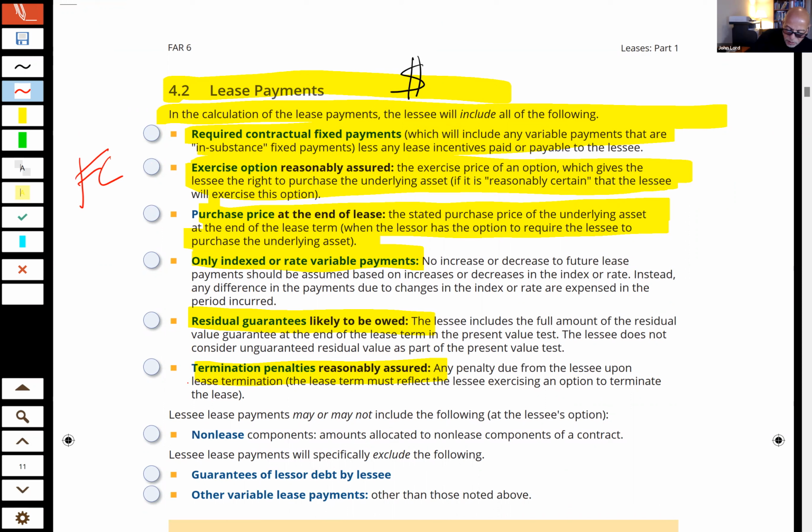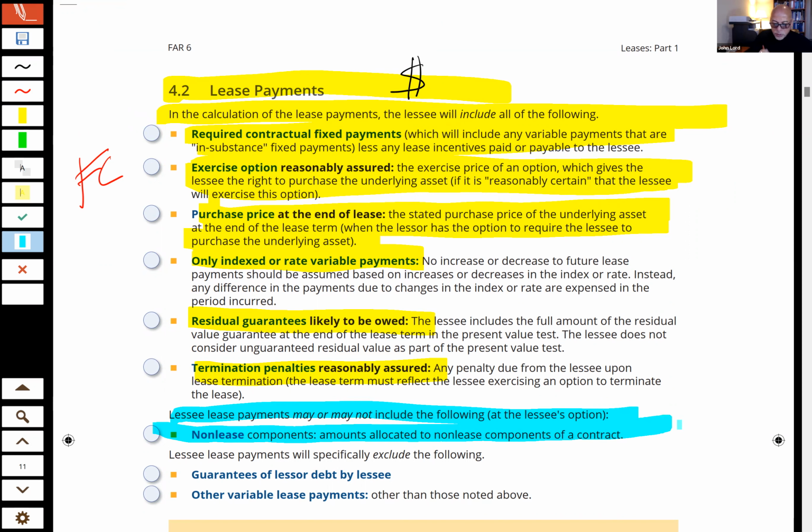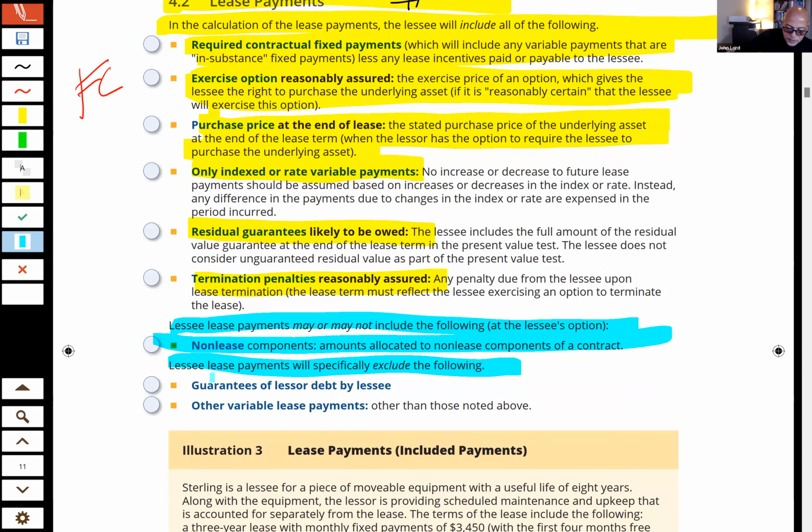Lease payments may or may not include the following. Okay, it's at the lessee's option. Non-lease component amounts allocated to the non-lease component of a contract. And lessee lease payments will specifically exclude guarantees of lessor debt by the lessee and other variable lease payments other than those that are noted above. And we said those that are indexed.